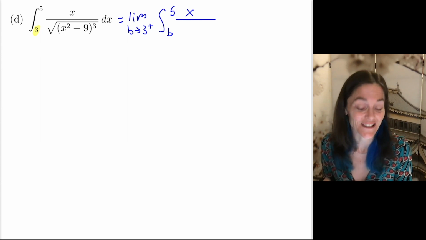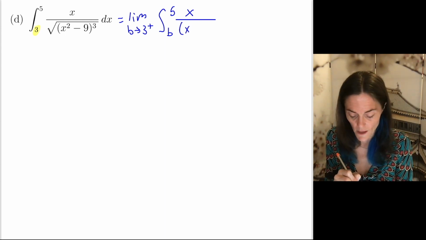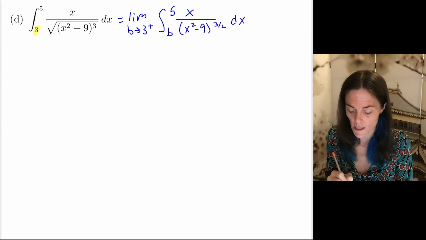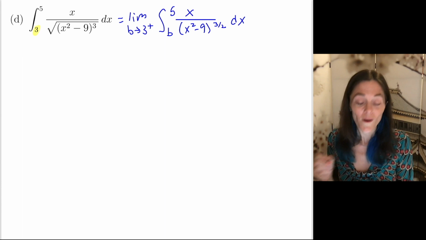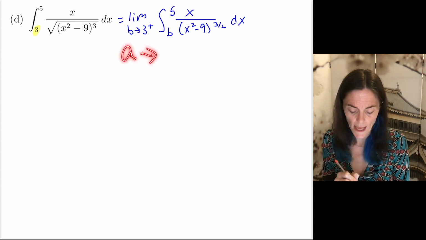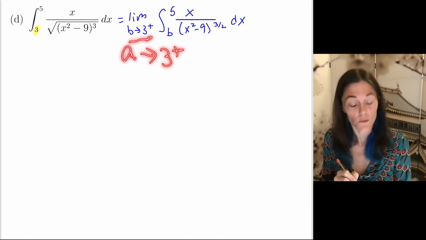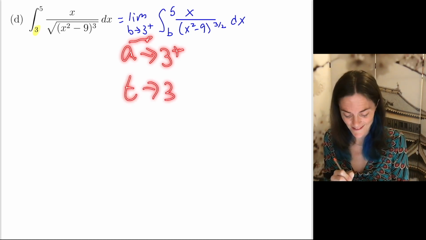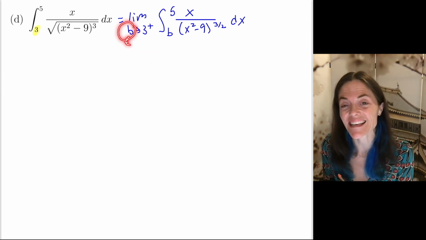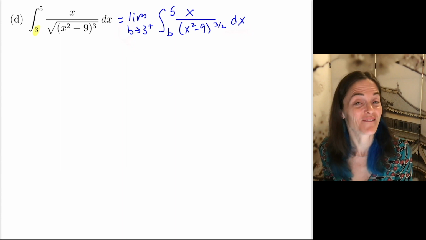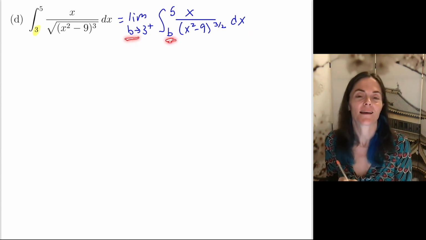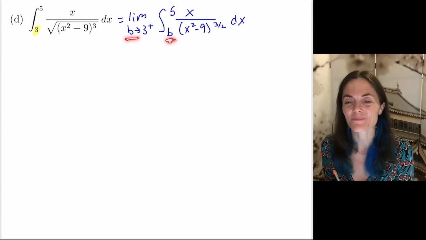The power here is 3/2. We have (x squared minus 9) to the 3/2, and then dx. One question that came up in class is, does it matter what letter you use? Because you could use A, I used B, you could use T. It's just a letter, so it doesn't have to be a B. Just don't use an x because that's my variable in the question. But you can use a different letter here and it's really not a problem.